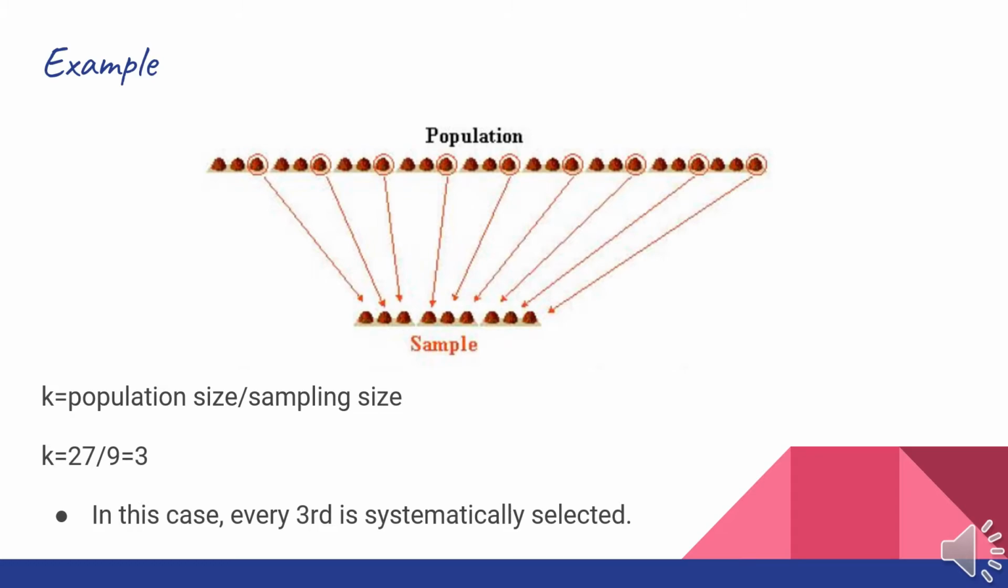This picture is showing the systematic sampling method. From the picture, we can clearly see that we choose 9 samples from the population. To find K, we use the formula K equals population size divided by sample size. So K equals 3. And we set the initial starting point at the third item. In this case, every third item is systematically selected, which is 3, 6, 9, and so on.